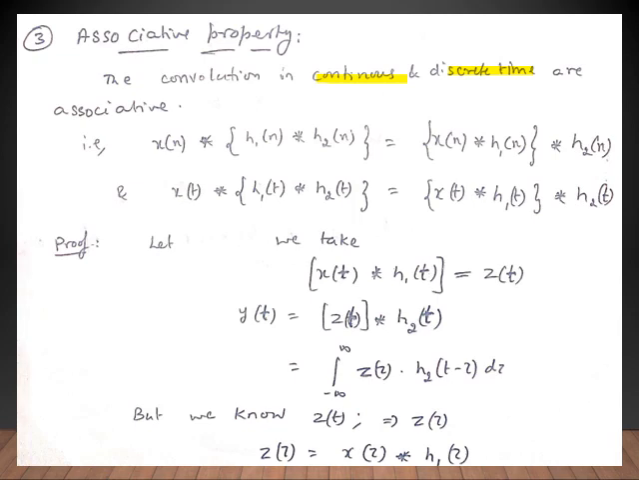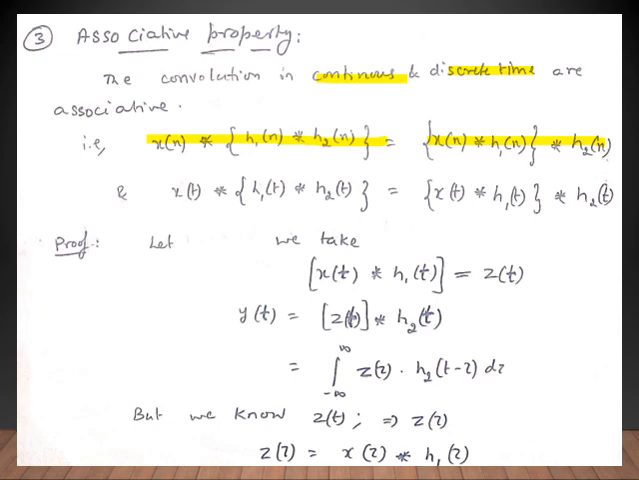So if I take the discrete time case, how do we represent the associative property using convolution? It says x of n convolved with h1 of n convolved with h2 of n is equal to x of n convolved with h1 of n, and that result convolved with h2 of n. This is the vice versa condition that we are observing, and we have to prove this for both cases, either continuous or discrete.